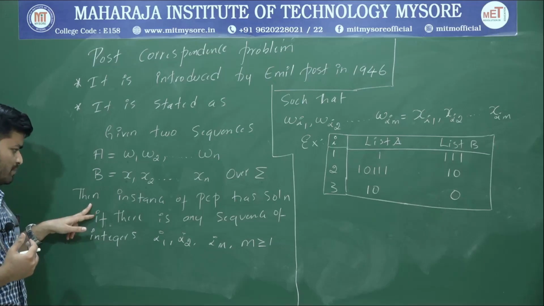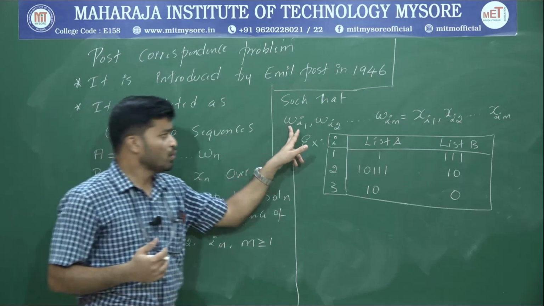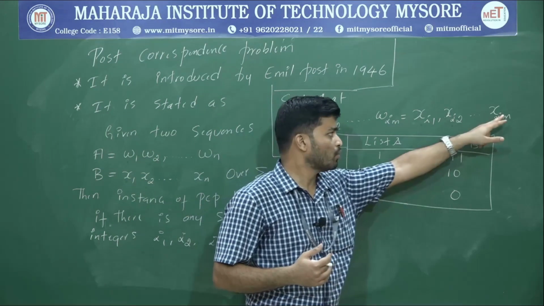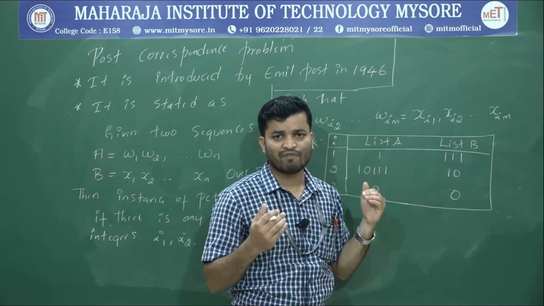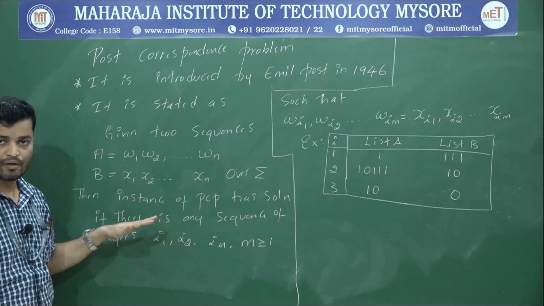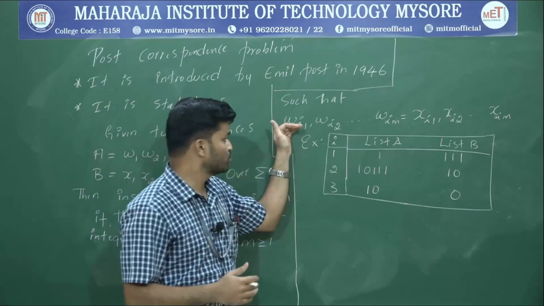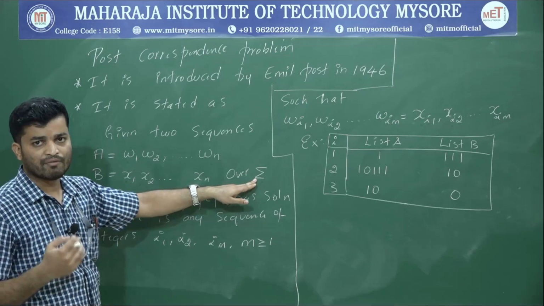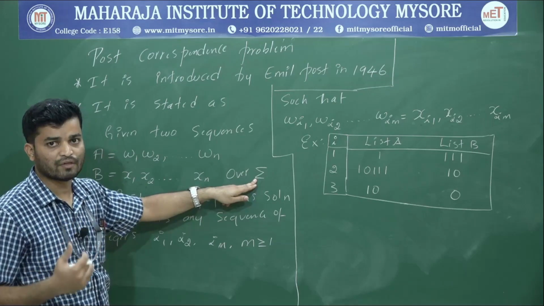In such cases, we will say PCP has a solution for some value of I if and only if W1, W2 up to Wn is equal to X1, X2 up to Xn. Means if the 2 sequences are equal for some value of I, then we will say PCP has a solution. You can take any value of I. For that value of I, if these 2 sequences, whatever you have taken that belongs to sigma, are equal, then we will say PCP has a solution. Otherwise, PCP does not have a solution.